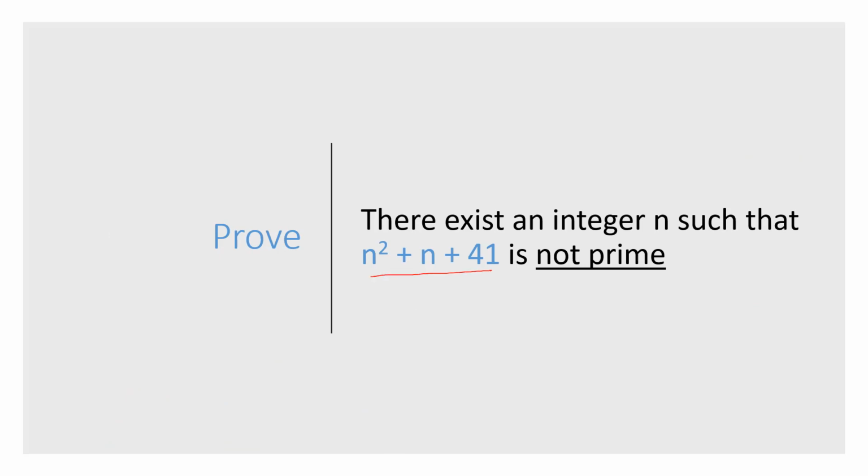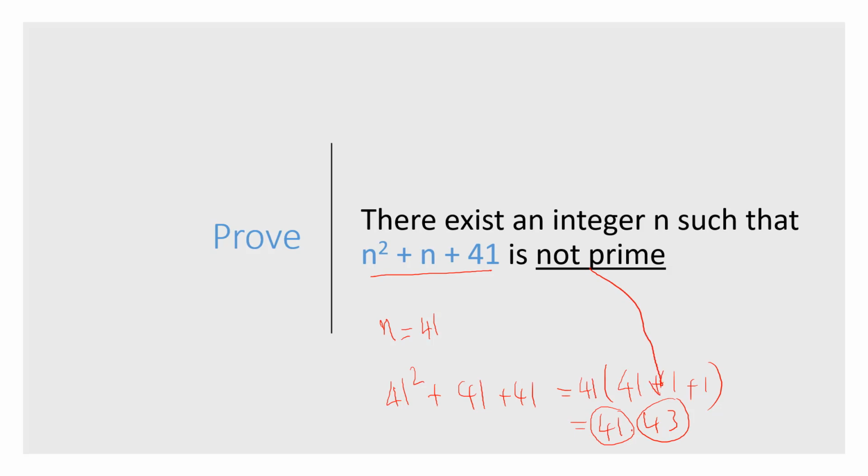Now, this one says that you want to show that there exists an integer such that this is not prime. The answer is fairly trivial. All you have to do is just pick n to be 41. So we have 41 squared plus 41 plus 41, which you can factor out of 41. So you get 41 times (41 plus 1 plus 1). So this is really 41 times 43. Because it's a product of two numbers, this is not a prime number. So all we have to do is find some examples to show this is not the case.